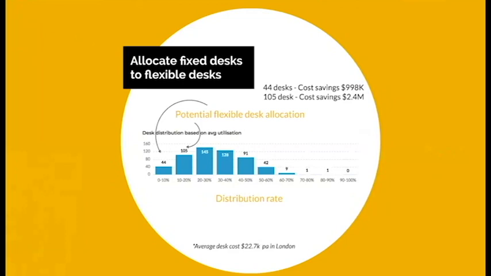So the simplest thing you can do in this case is to convert the 44 desks that are almost not being used at all from fixed desks to flexible desking. So instead of serving 44 people, you can serve maybe 60, 100 people, and that could potentially save you up to $1 million a year.